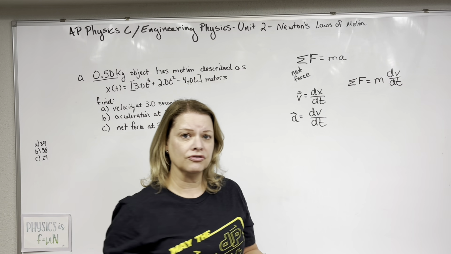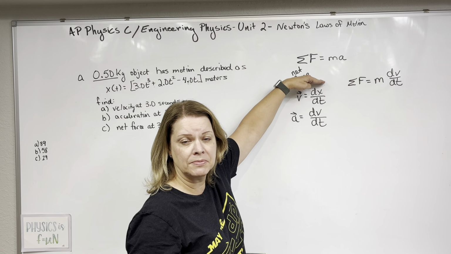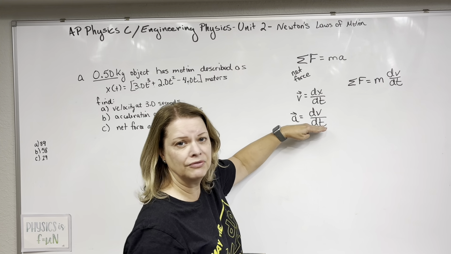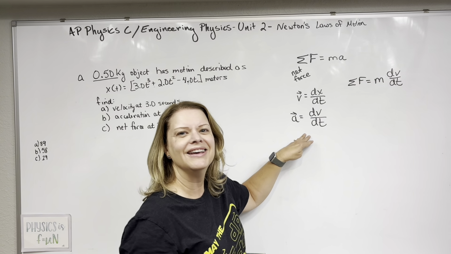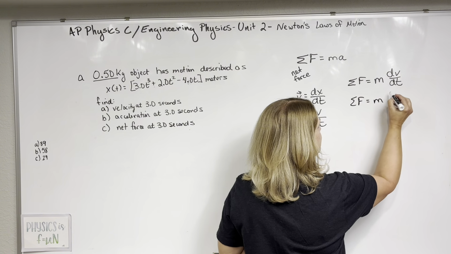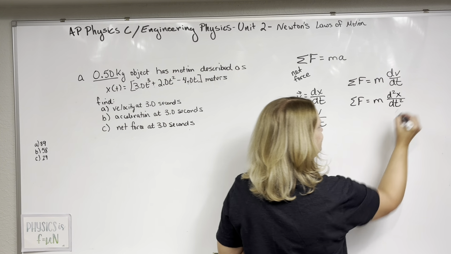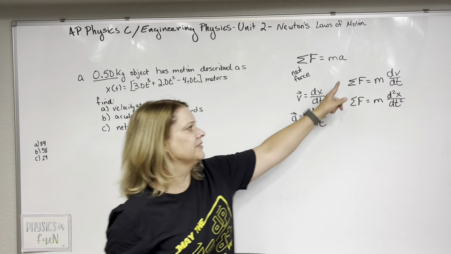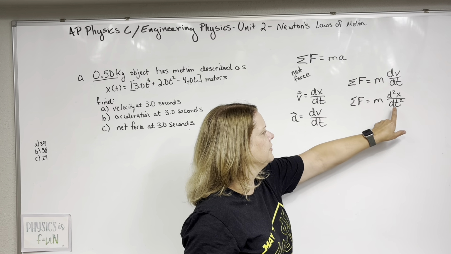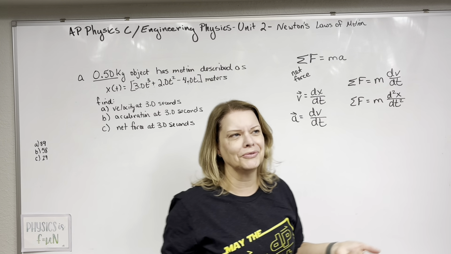You can also call it, since we would have had a position with respect to time equation here, first derivative is velocity, the second derivative from the position equation is acceleration. So sometimes you'll also see it like this, mass times the second derivative of position with respect to time. They say the exact same thing. This is just taking the derivative of velocity. This is taking the second derivative of position, which is the derivative of velocity with respect to time.